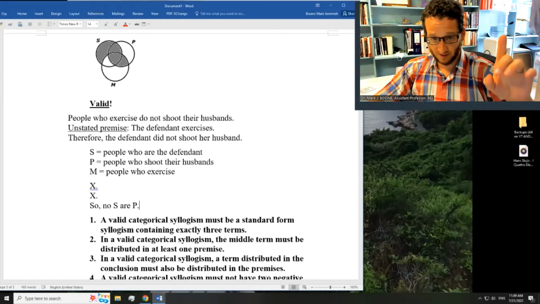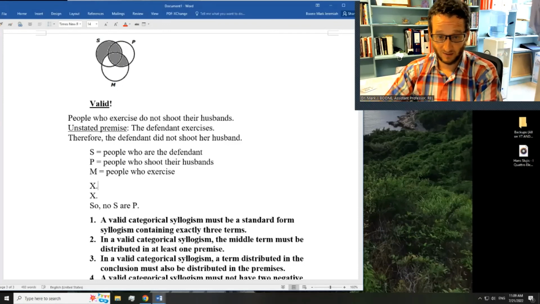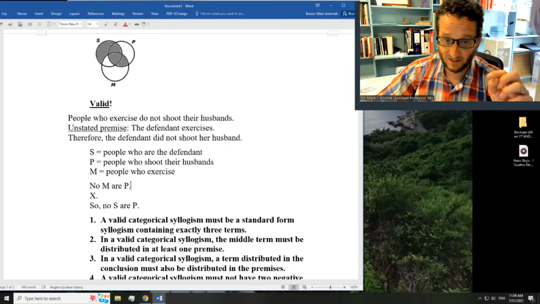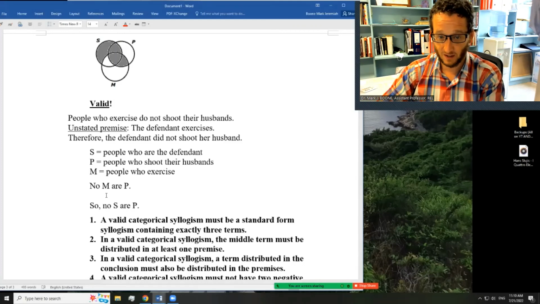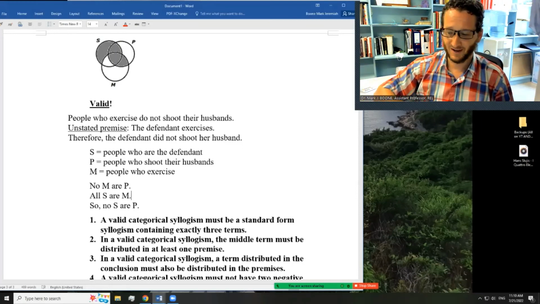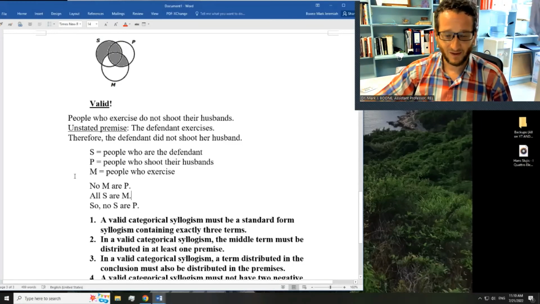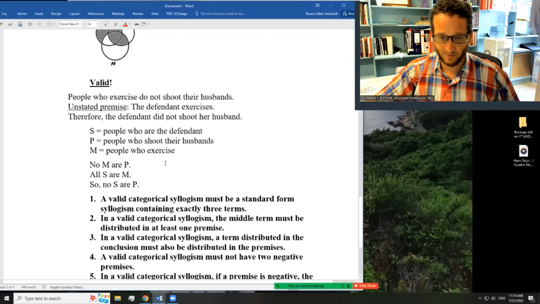Now, major premise is the one with M and P. People who shoot their husbands, people who exercise. People who exercise do not shoot their husbands, no M R P. The major premise is no people who exercise are people who shoot their husbands. The minor premise is all people who are the defendant are people who exercise. Oh, this is certainly not a Barbara syllogism. This is EAE. But we're supposed to be using the 6 rules method for this one.